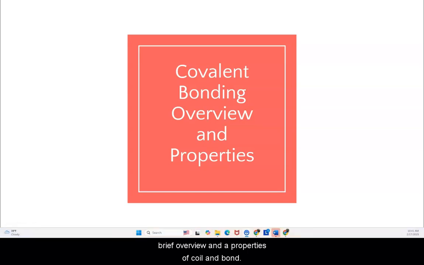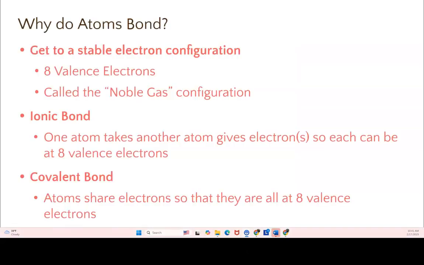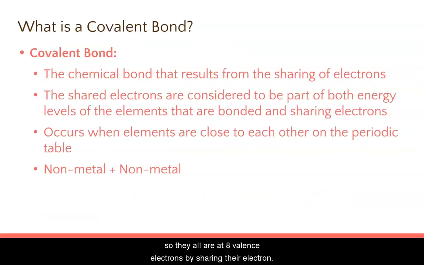Today we're going to be talking about covalent bonding, giving you a brief overview on the properties of covalent bonds. Why do atoms bond? Remember, they bond to get to a stable electron configuration of 8 valence electrons, which is called the noble gas configuration. They do this by either giving or taking electrons, like in an ionic bond, or in a covalent bond, atoms share electrons, so they all are at 8 valence electrons by sharing their electrons.